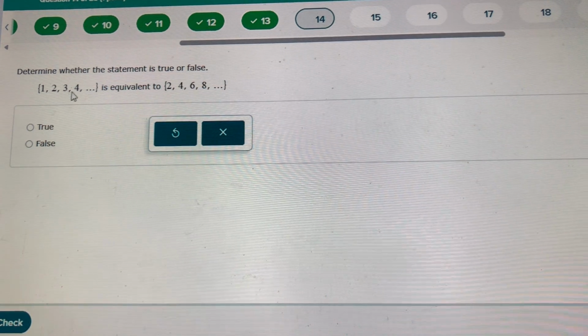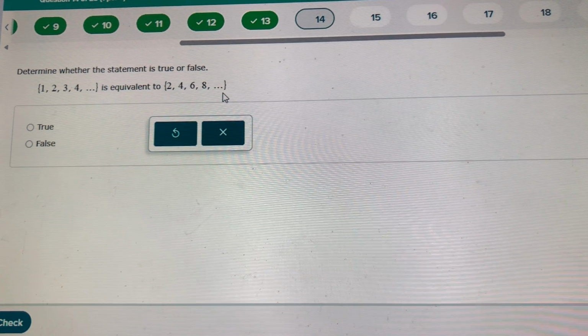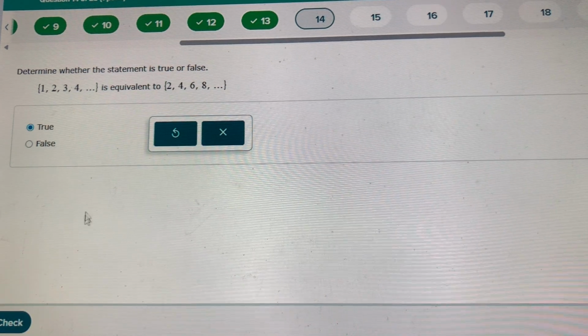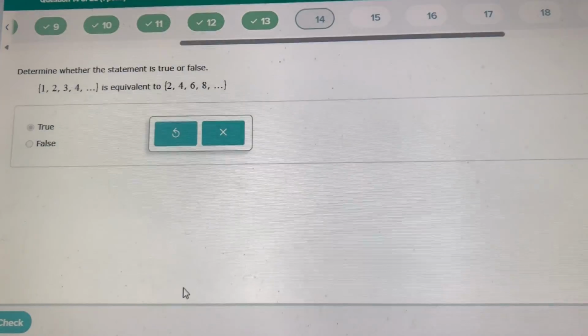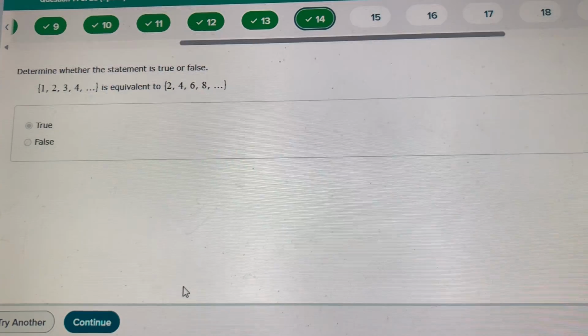Is 1, 2, 3, 4, ... equivalent to 2, 4, 6, 8, ...? Well, it turns out they're the same size. They're clearly not equal because 1 and 3 aren't even in this one. You're only equal if you're totally identical in every way. They're definitely not totally equal. But they are equivalent because they're the same size. Every real number has an even number that matches up with it.